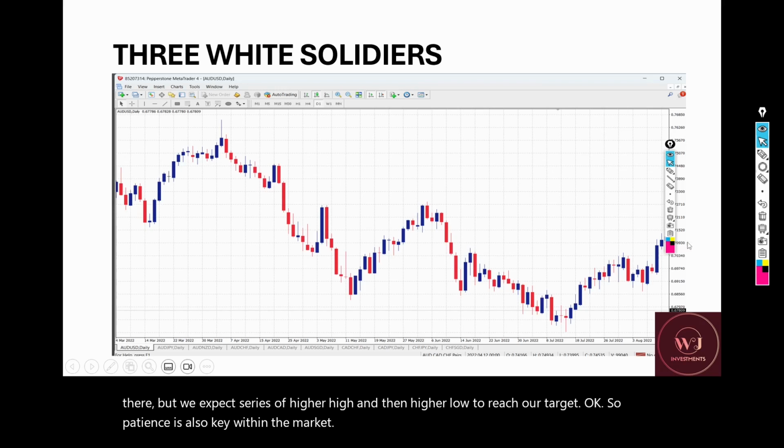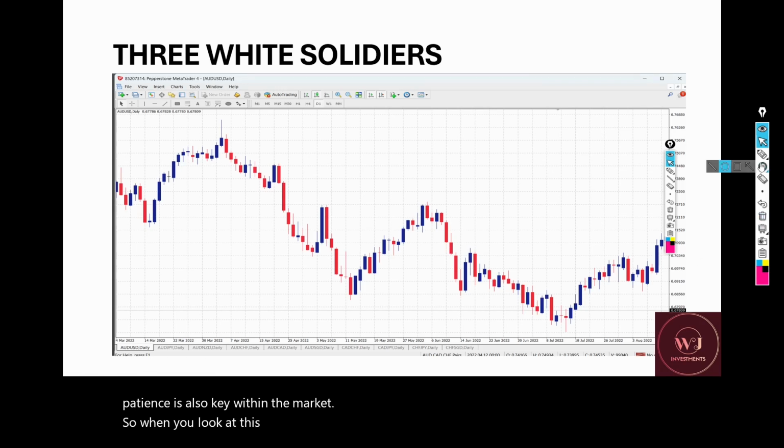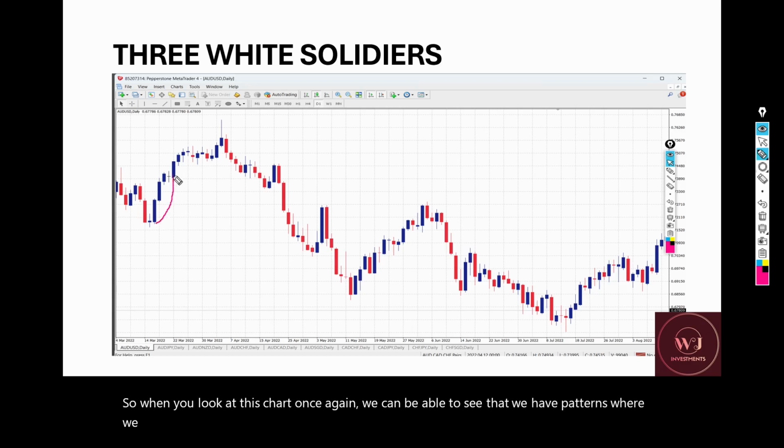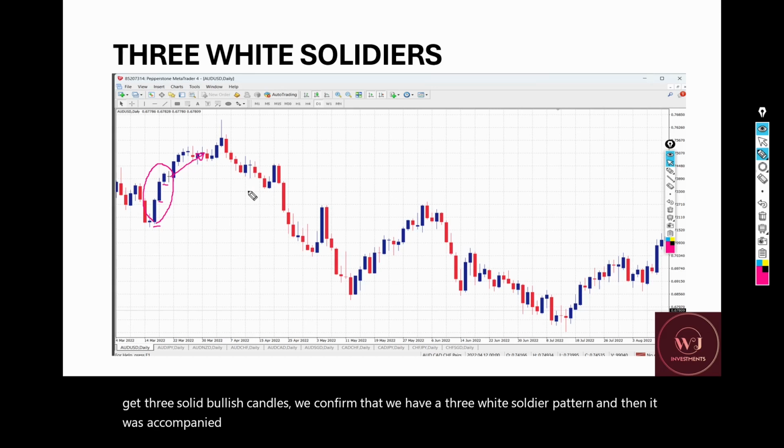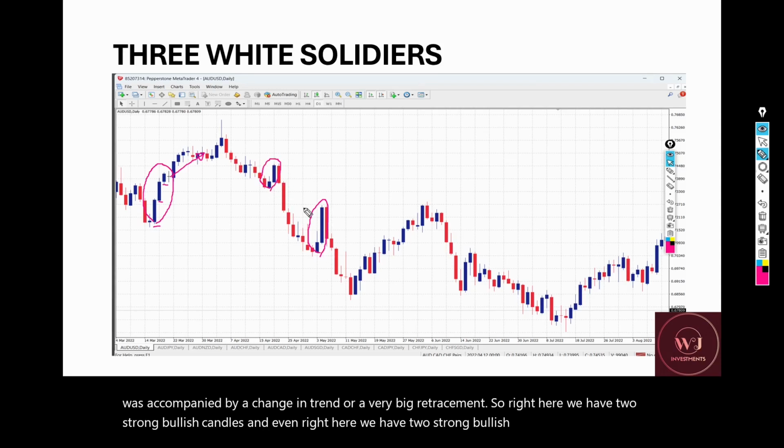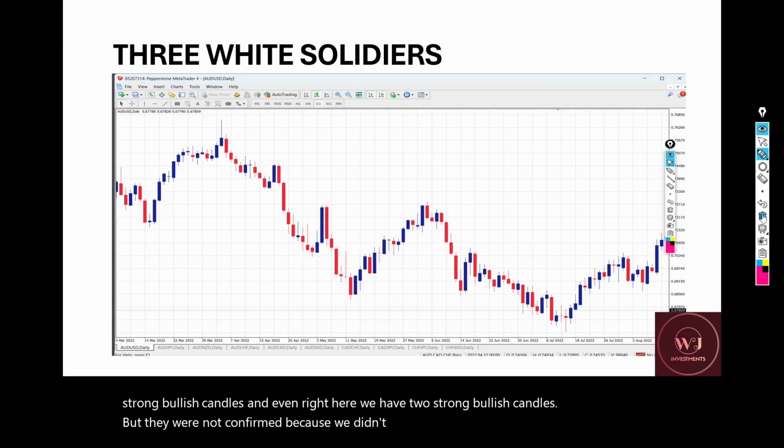So when you look at this chart, once again, we can see that we have patterns where we have these 3 white soldiers. For example, right here, this 1, 2, and then 3. As long as we get 3 solid bullish candles, we confirm that we have a 3 white soldier pattern, and then it was accompanied by a change in trend or a very big retracement. So right here, we have 2 strong bullish candles, and even right here, we have 2 strong bullish candles, but they were not confirmed because we didn't get a third bullish candle.